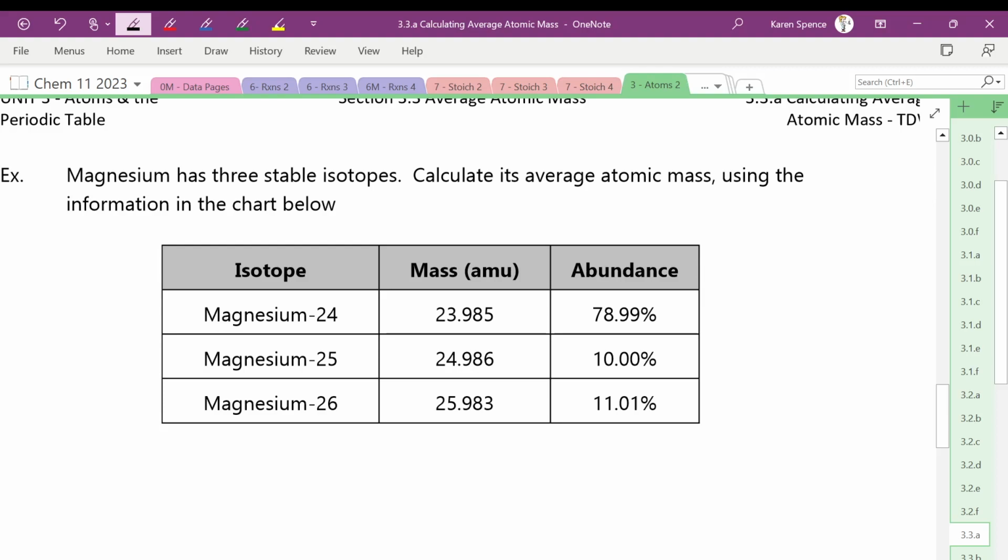Oh my goodness, now we have 3 stable isotopes. Could you guys do this one on your own?